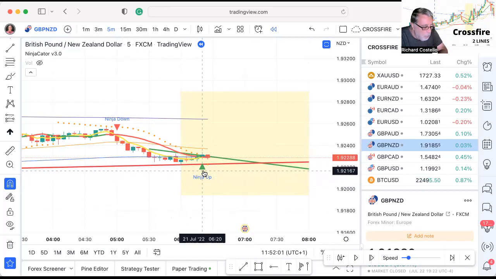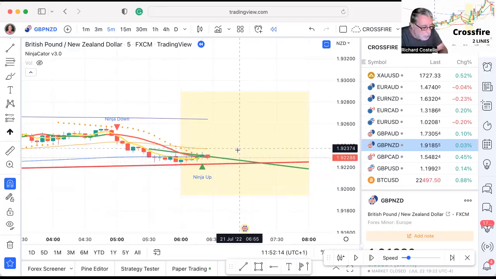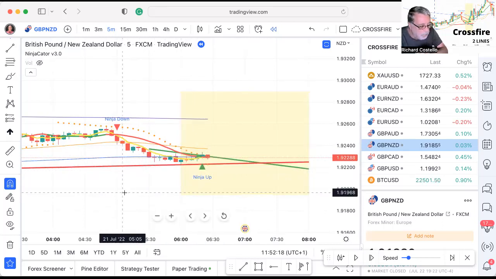And what we're looking for is, whenever we get a ninja up, we look for price to be above the green line. Now, at the minute, it's not above it, it's straddling the green line. If we got a ninja down, we'd be looking for price to come below this red line. Now, neither of those situations have developed yet. So I just look at these charts and wait for a definite move either above the green line or below the red line.